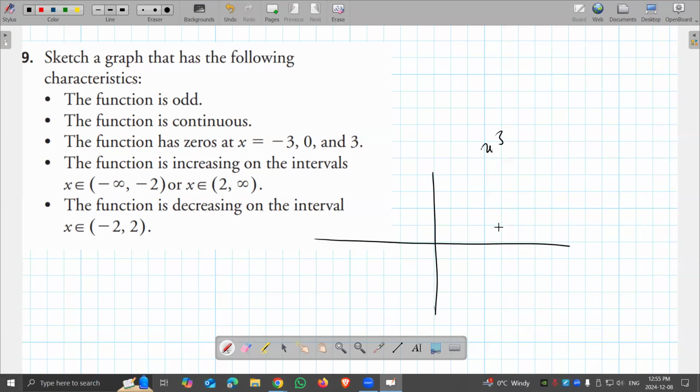So let's try this out. It has zeros at negative 3, 0, and positive 3, like that. The function is increasing on the interval negative infinity to negative 2. So negative 2 is here. It also has to have an intercept of negative 3. And it's decreasing from negative 2 to 2. All right, I think I get it.